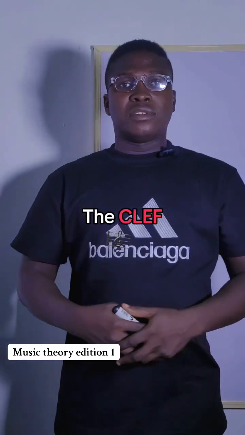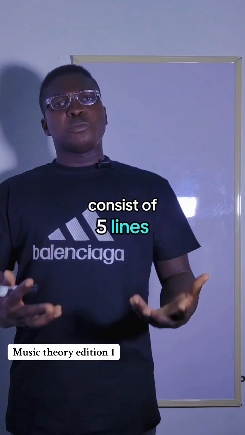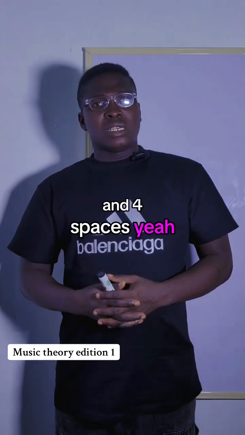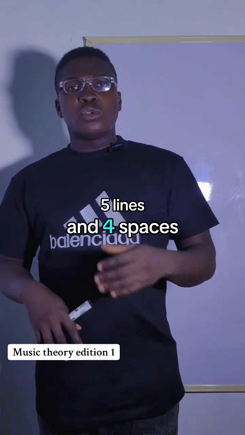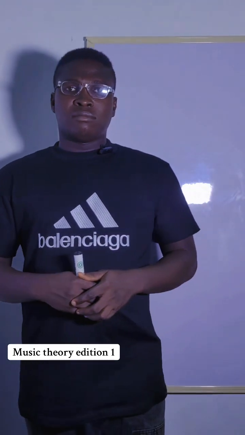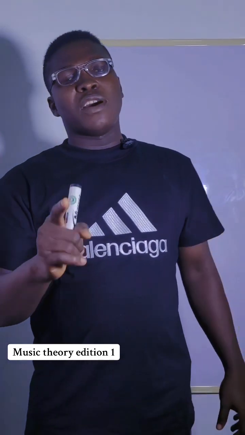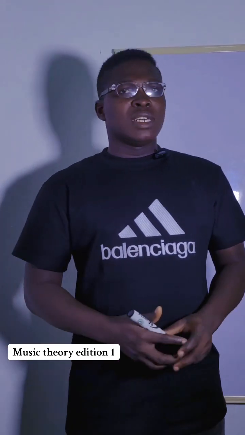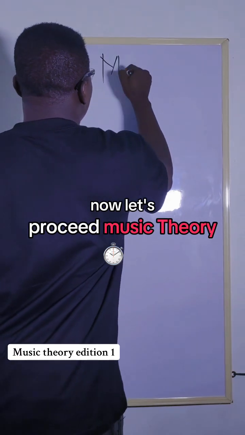But before I proceed, a staff consists of 5 lines and 4 spaces. Very simple. A staff consists of 5 lines and 4 spaces. Now let's proceed. Music theory edition.